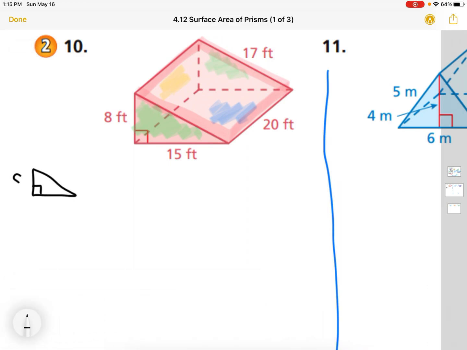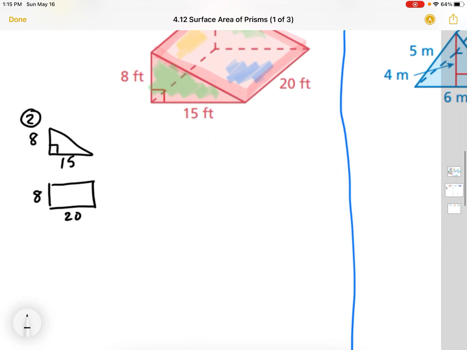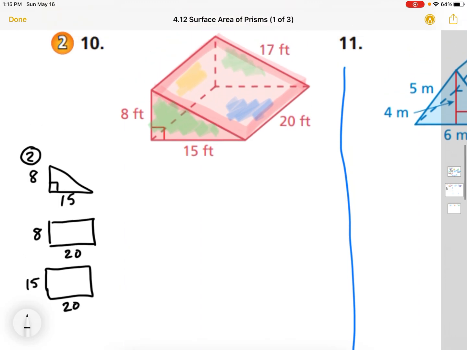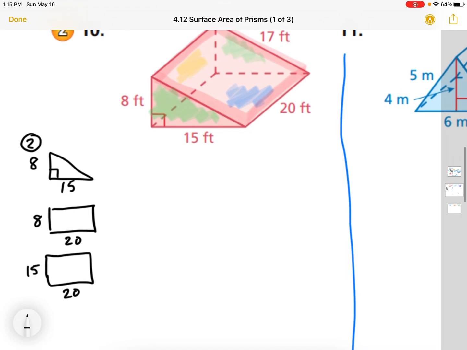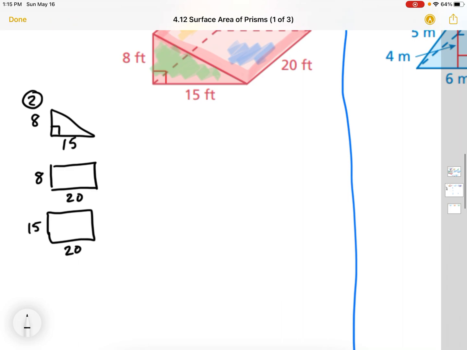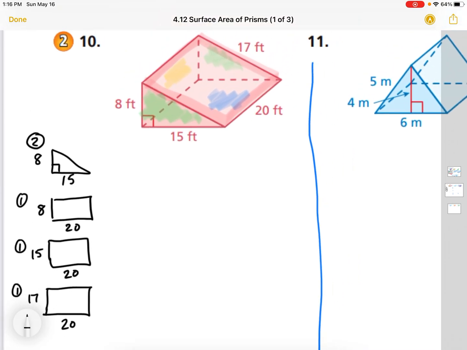I have a triangle that is 8 by 15, but I actually have 2 of those. Then I have a rectangle that is 8 by 20, and I only have 1 of those. I have another rectangle that is 15 by 20. That's the one on the bottom, only 1 of those. And then I have one that is 17 by 20. That's the one on the top. But again, I only have 1 of those. Now, a triangular prism is always going to have 5 sides. It's just sometimes you have duplicates.